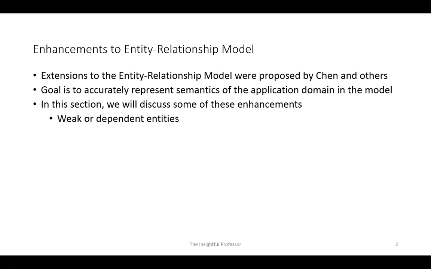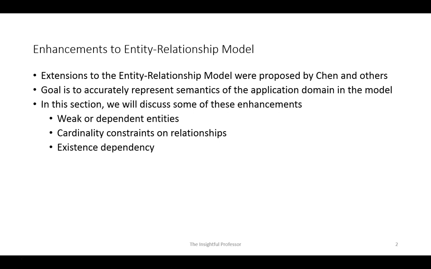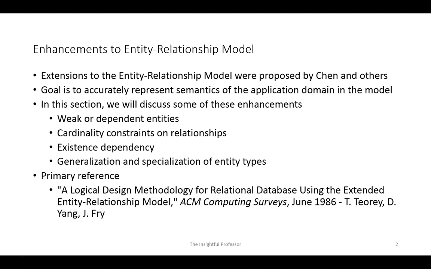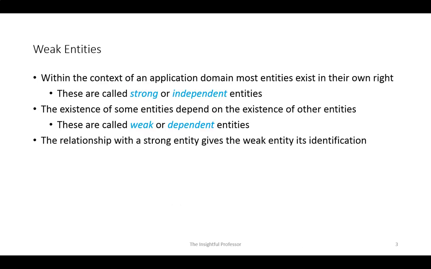Weak or dependent entities, cardinality constraints on relationships, concept of existence dependency, generalization and specialization of entity types, sometimes referred to as an ISA relationship. The primary reference for the material that we'll be presenting comes from a paper that was presented by some researchers at the University of Michigan.